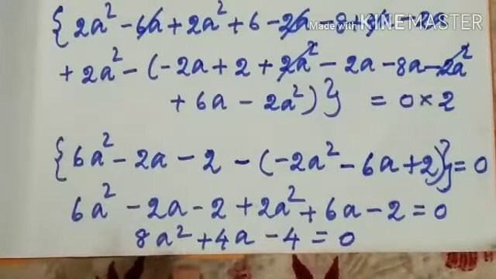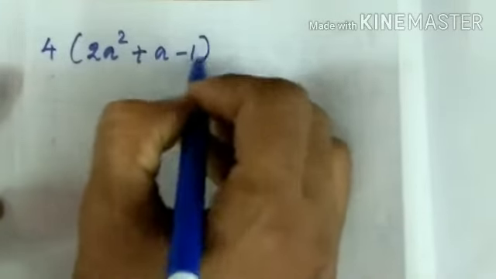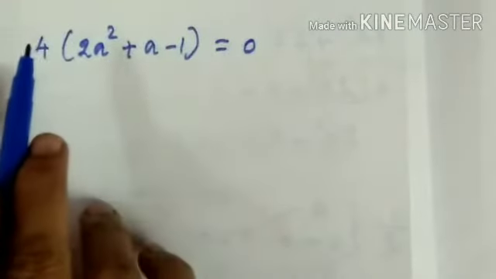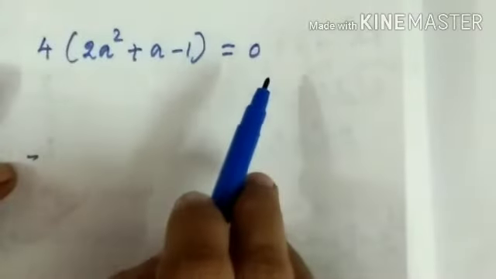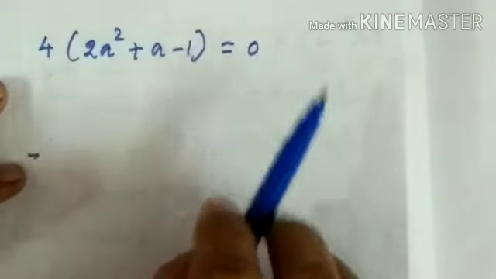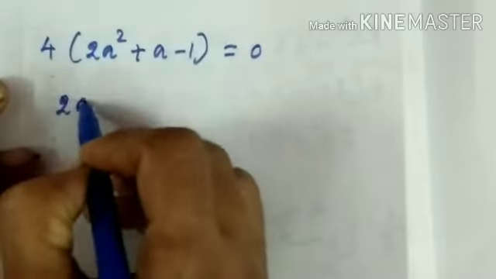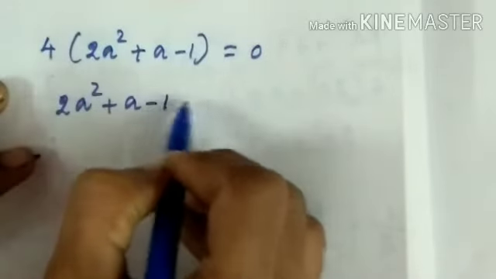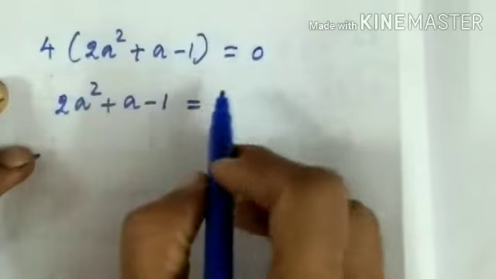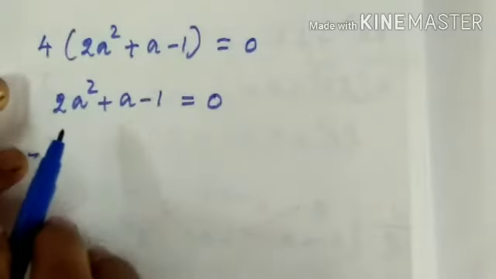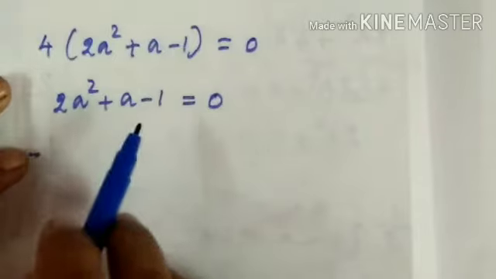Here 4 is a common factor. So you take out 4 means we get 4 into 2a squared plus a minus 1 equal to 0. Then transpose this 4 after the equal means it becomes division form. Therefore, 2a squared plus a minus 1 equal to 0 divided by 4 we get 0. Now we get a quadratic equation.